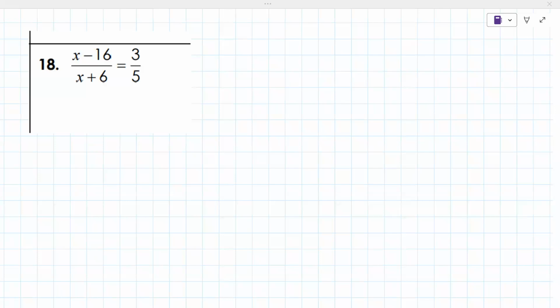This one is friendly. The answer is not too bad. Wait, what? The answer is friendly. It's not a fraction. It ends up working out nicely this time for once.